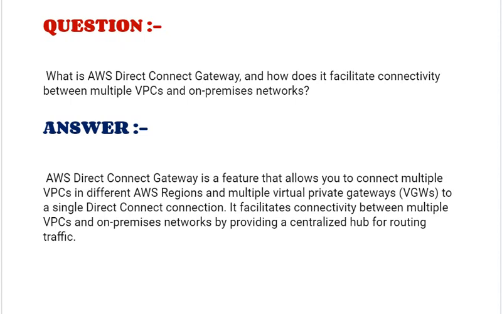Our next interview question is: what is AWS Direct Connect Gateway and how does it facilitate connectivity between multiple VPCs and on-premises networks? Your answer should be: AWS Direct Connect Gateway is a feature that allows you to connect multiple VPCs in different AWS regions and multiple virtual private gateways (VGWs) to a single Direct Connect connection. It facilitates connectivity between multiple VPCs and on-premises networks by providing a centralized hub for routing traffic.